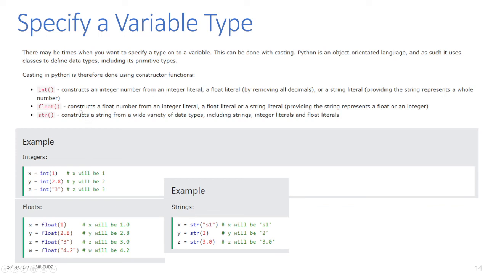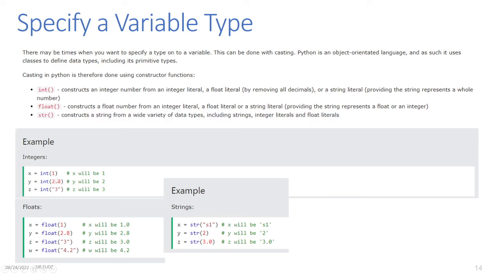float constructs a float number from an integer literal, a float literal, or a string literal, providing the string represents a float or an integer. str constructs a string from a wide variety of data types, including strings, integer literals, and float literals. So here are examples.